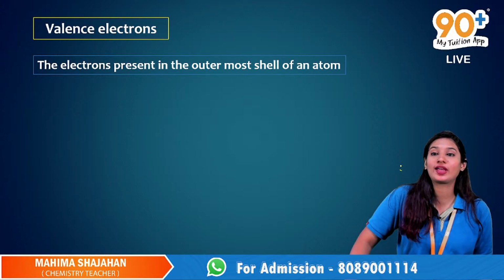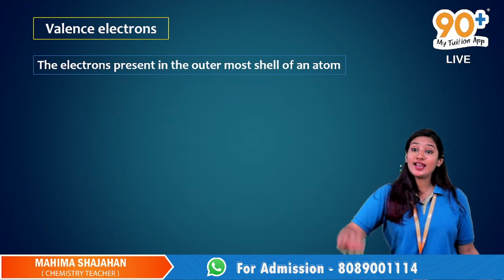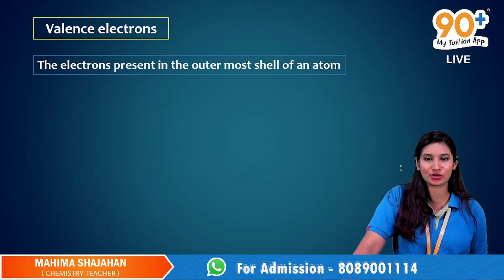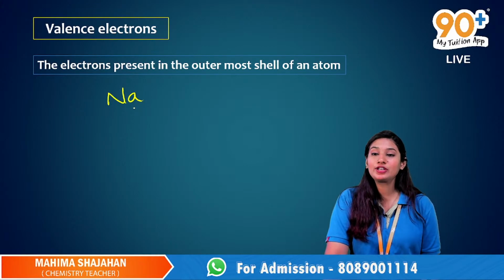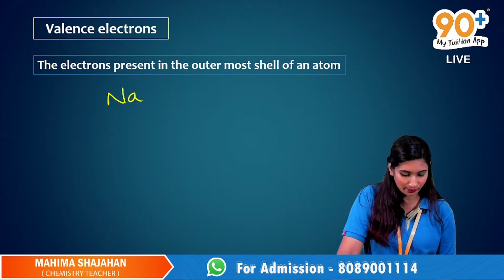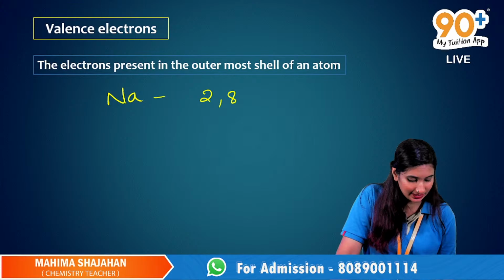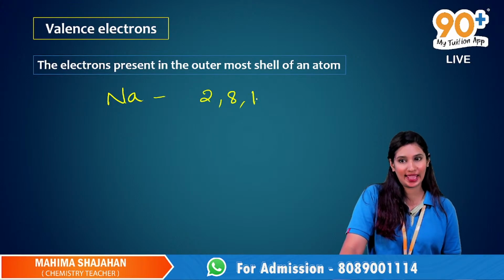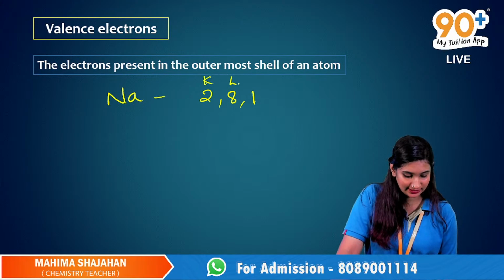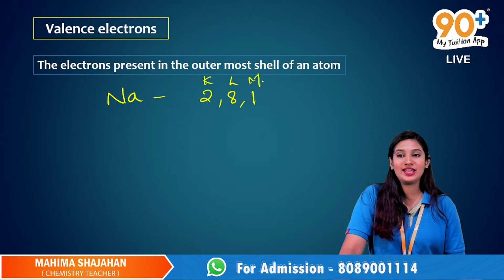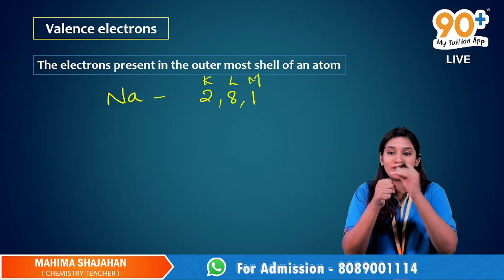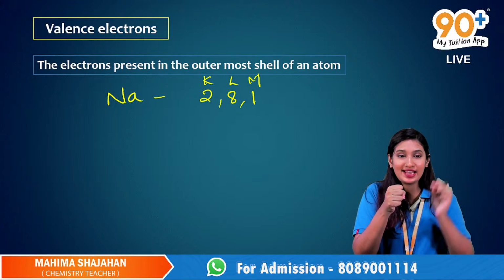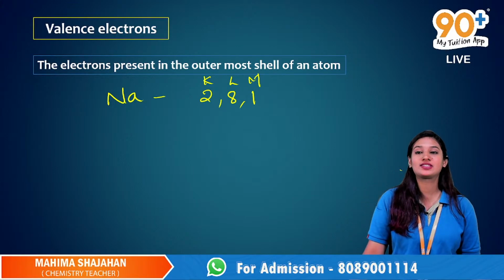Okay, all right. Now, the next topic is valence electrons. Okay, what are valence electrons? This is sodium, right? Let's write the electronic configuration of sodium. What was it? It was 2, 8, 1. Okay, 2, 8, 1. This is the K shell, this is the L shell, and this is the M shell. Now tell me, which is the outermost shell? K, L or M? The first shell after the nucleus is K, then comes L, then comes M. Very good. M is the outermost shell.